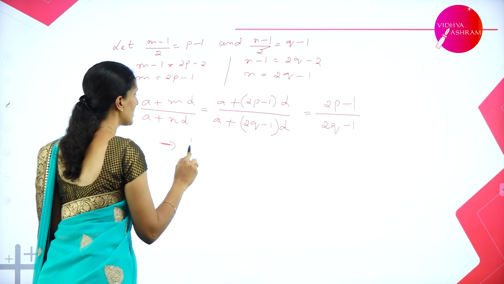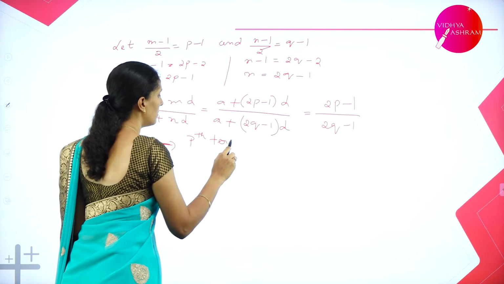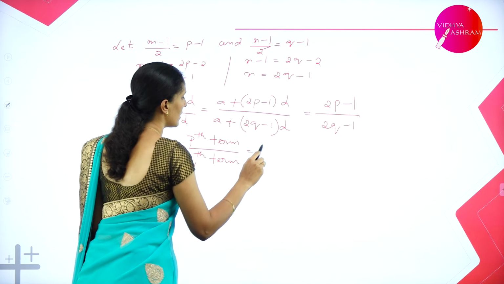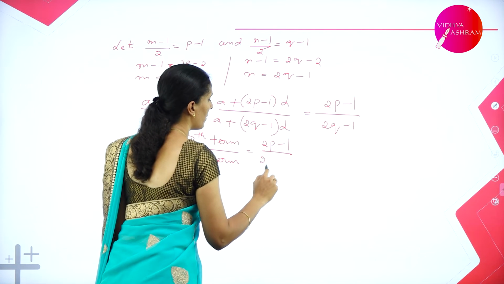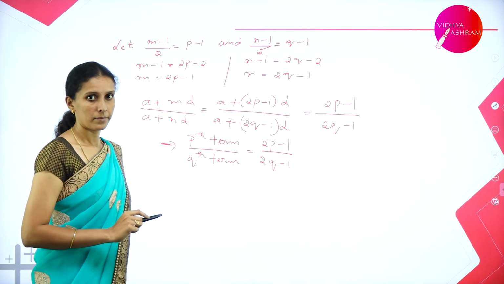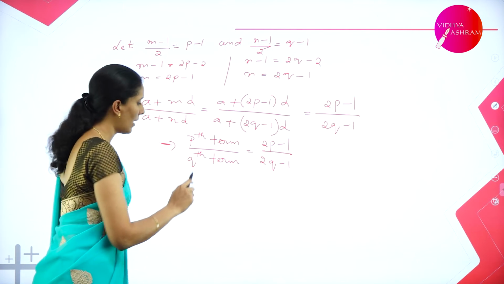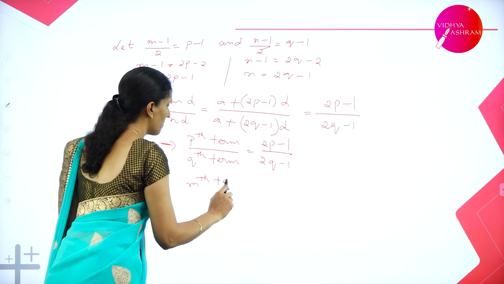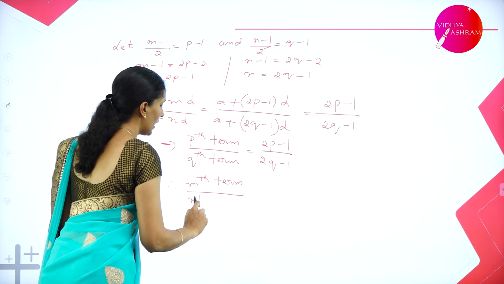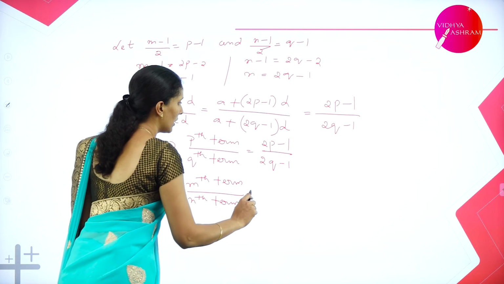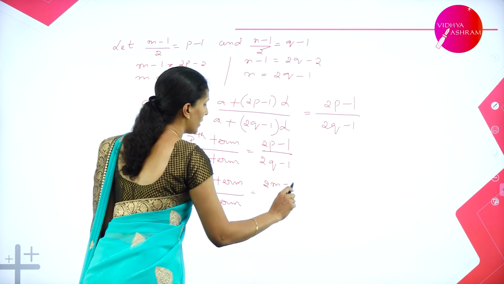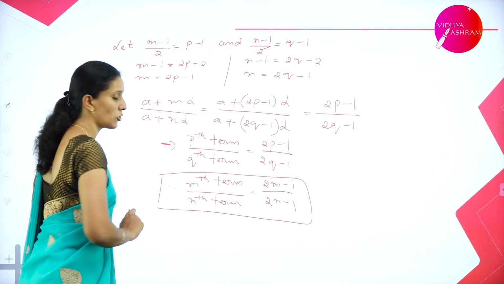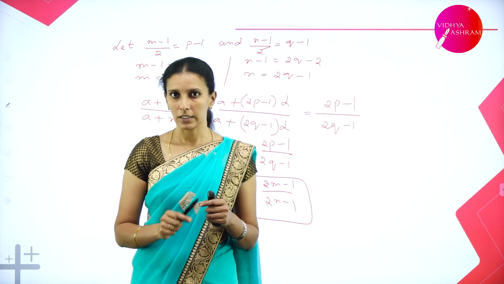So this implies the pth term divided by the qth term is equal to 2p minus 1 divided by 2q minus 1. Now replacing p by m and q by n, we get the mth term divided by the nth term, that is equal to 2m minus 1 divided by 2n minus 1. So this is the required ratio for the mth and nth terms.